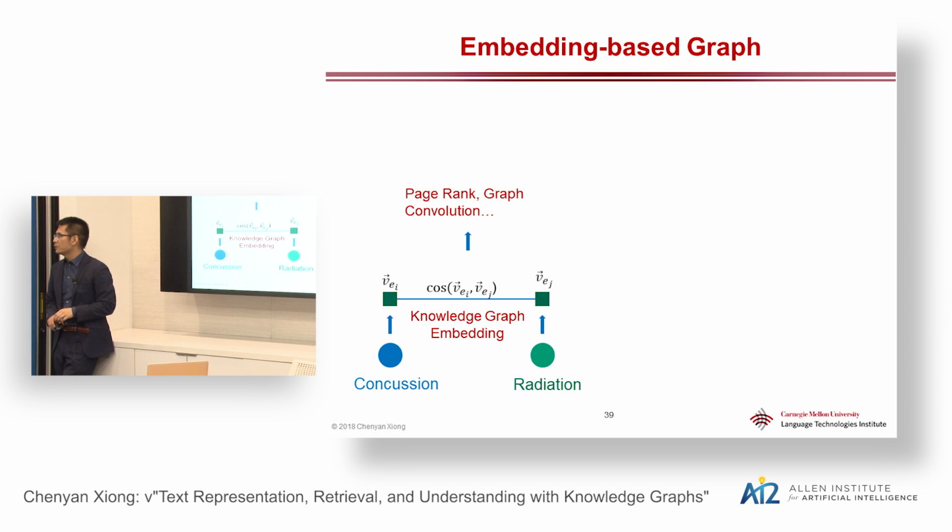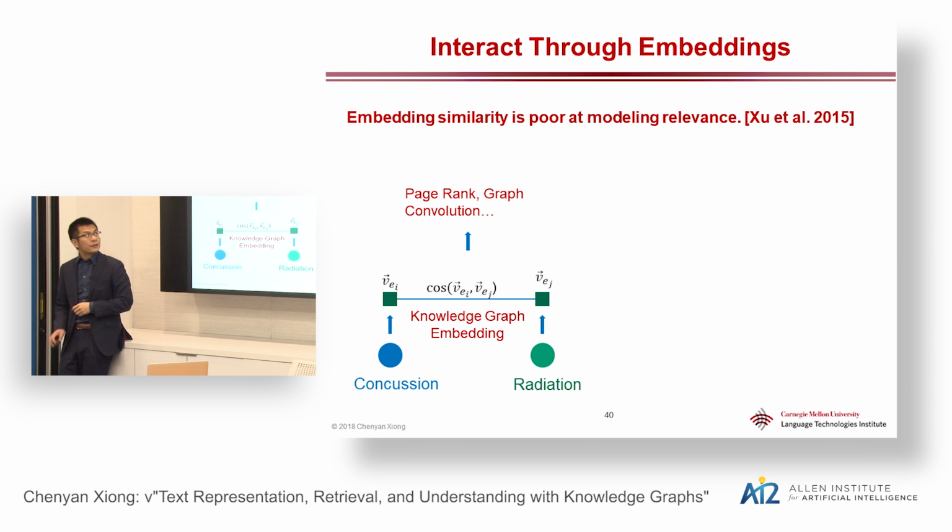Then how about we run PageRank or a graph convolutional neural network or any graph-based ranking algorithm to model that graph based on embeddings and try to pick which one is more important? However, this one I have tried very hard, but it does not work at all. The reason is that the embedding similarity actually does rather poorly in modeling the connections or relevance between entities.